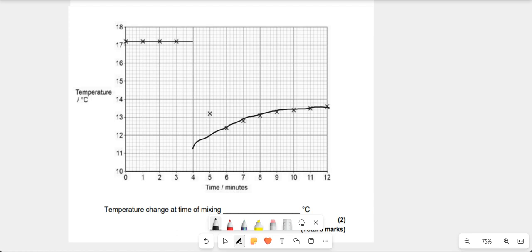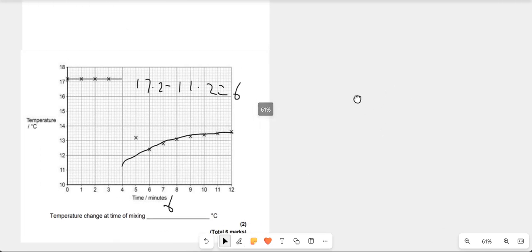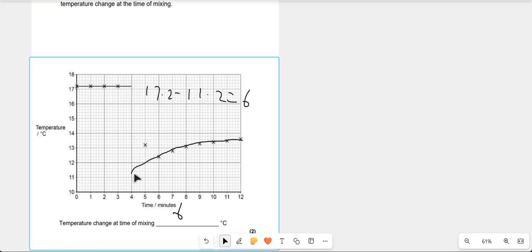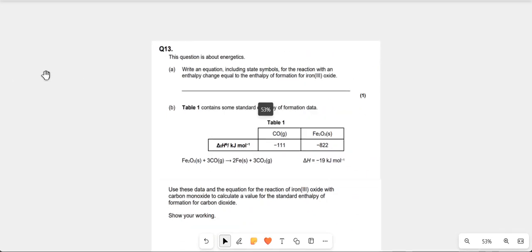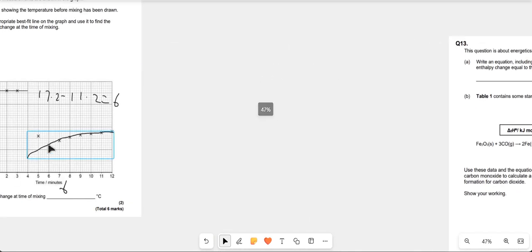I'm taking that as 11.2, and then this is about 17.2. So 17.2 minus 11.2. This is just an outlier, so forget about that. You need to take the general trend. That's going to give me 6, because that's 17.2 there and 11.2 extrapolated, so take 6 here. That's if it's an obvious downfall. Sometimes it'll be straight, which we'll see in a minute.